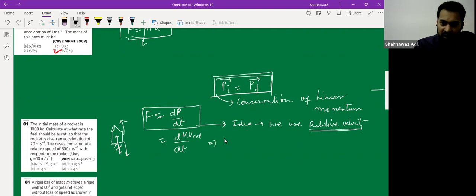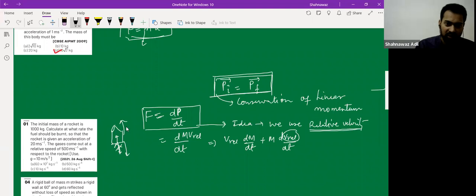So this will be what? V relative dm by dt plus what? M dv relative by dt, right? So this part is constant for a rocket propeller system because you are calculating the relative speed.